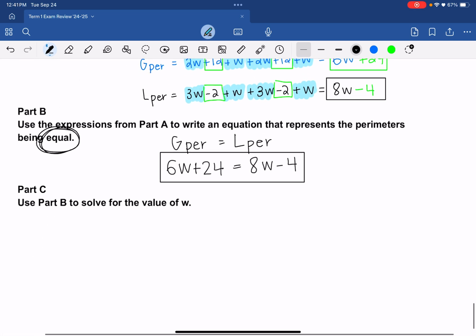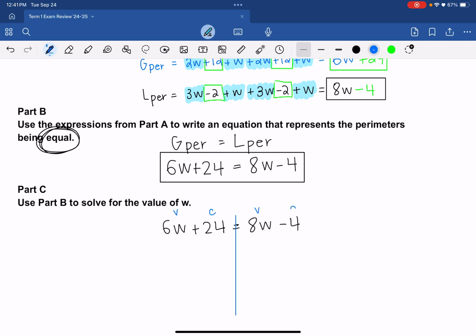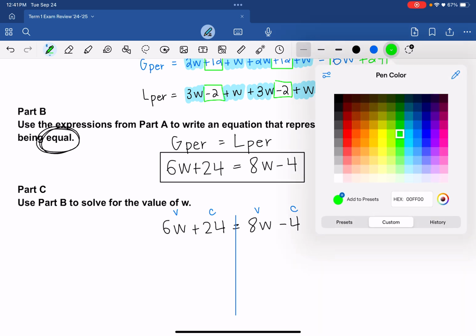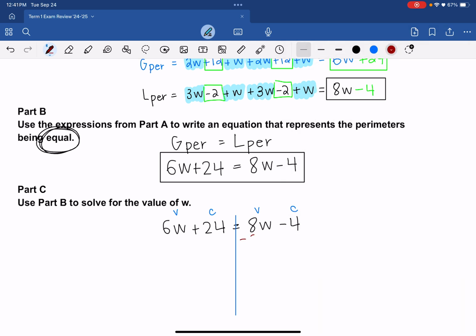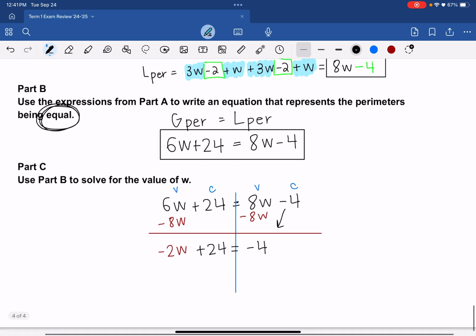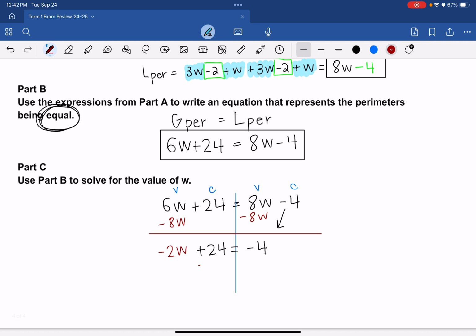Part C says use part B to solve for the value of W. So I'm going to rewrite part B, our perimeters being equal to each other. And now I'm going to solve. So we have a variable, a constant, a variable, and a constant. I'm going to move my variable to the left, so I'm going to subtract 8W. 6 minus 8 is a negative 2W. Bring down what I didn't use. That is a negative 4, so I'm going to make sure I bring down the negative sign as well. And then I'm going to subtract 24.